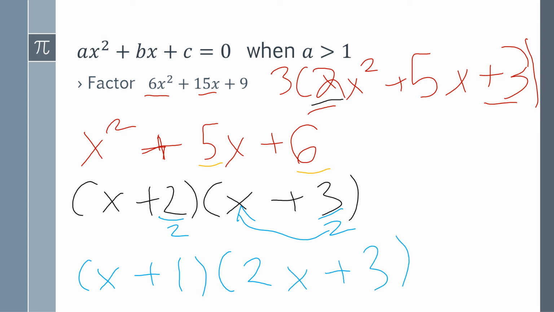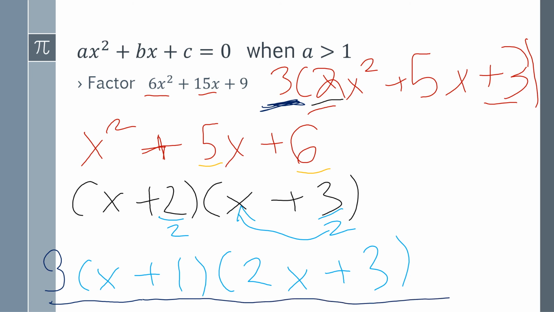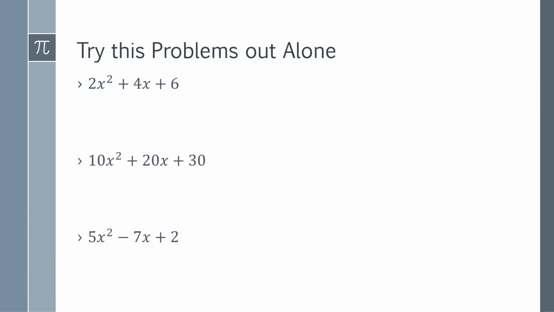Now, the 3 you had from here, you put that out there. Because when you factor all of this, it's going to give you back this guy right here. You try these problems.